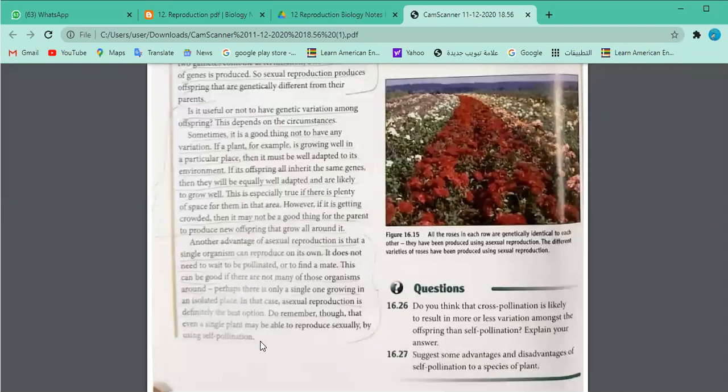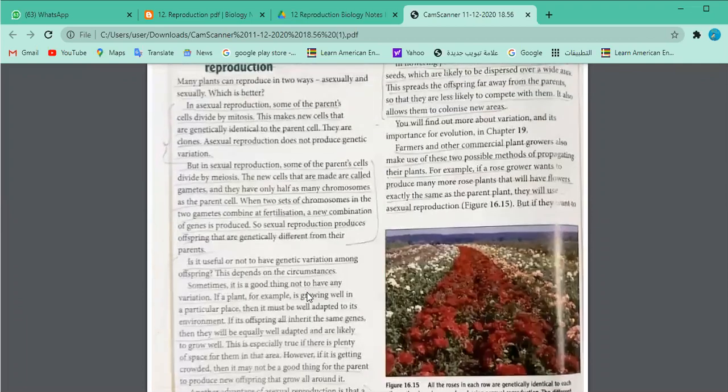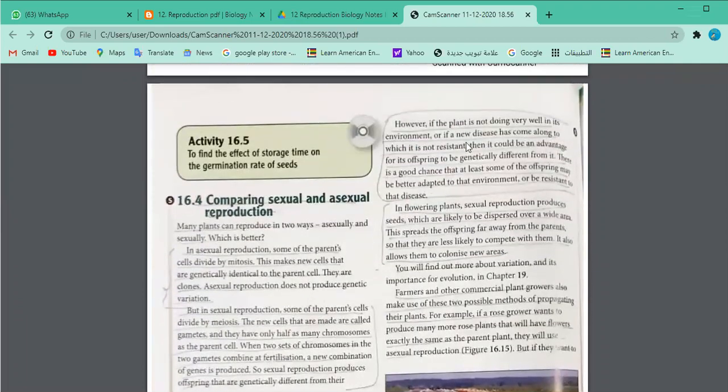If it's going well, fine, because this will be a very fast process. But if it doesn't go well, then things will definitely be hard to control. In flowering plants, sexual reproduction produces seeds. Dispersal is another area. In asexual reproduction, the plants are growing in the same environment. They are not dispersing. In the case of seeds, the seed might be taken by animals, wind, or water. So the dispersal is really good. It will disperse over a wide area.